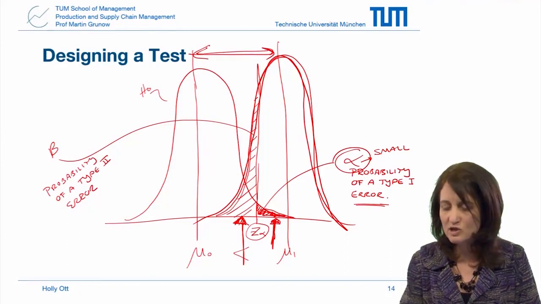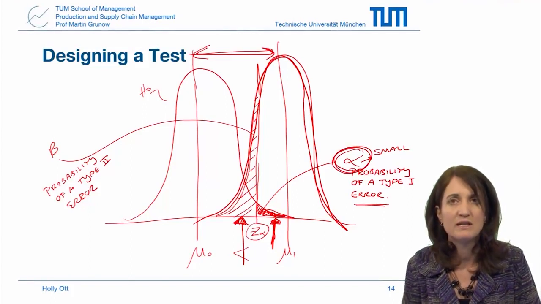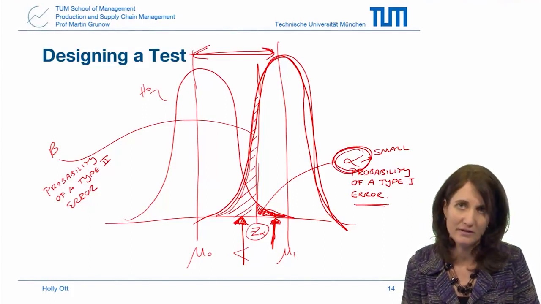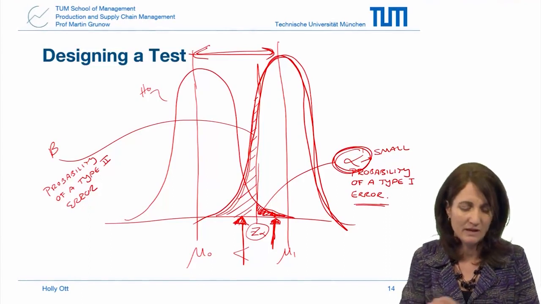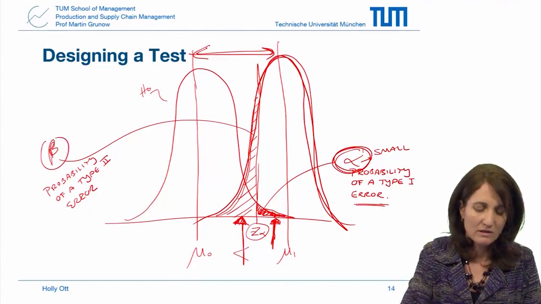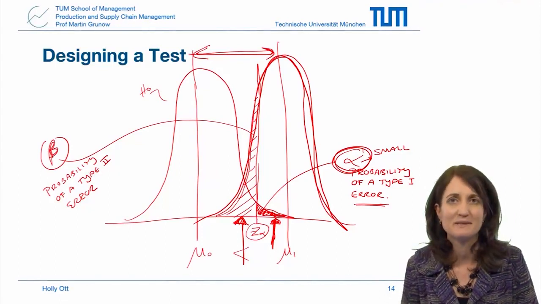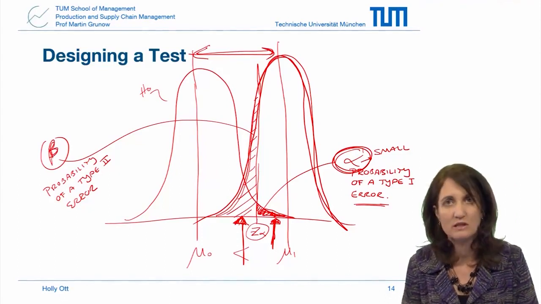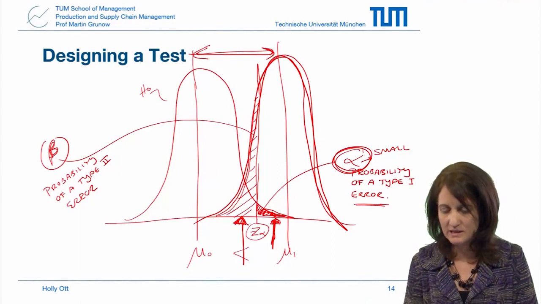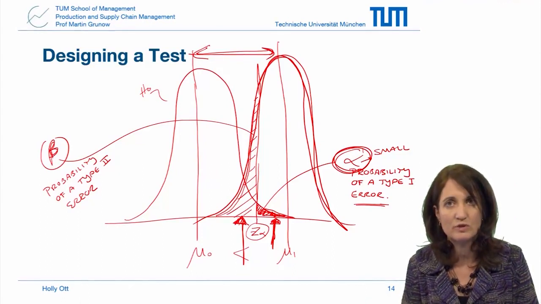But depending on how far away our distributions are, that determines how big our beta value is. And to protect the consumer, we're more interested in specifying our alpha value. So we specify alpha, and then depending on how the distribution is for the claim, that will determine how large beta is. So I hope that shows a little more clearly these ideas of producer's risk and consumer's risk.